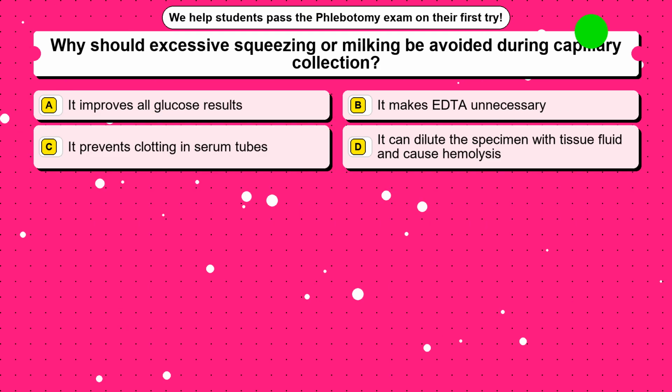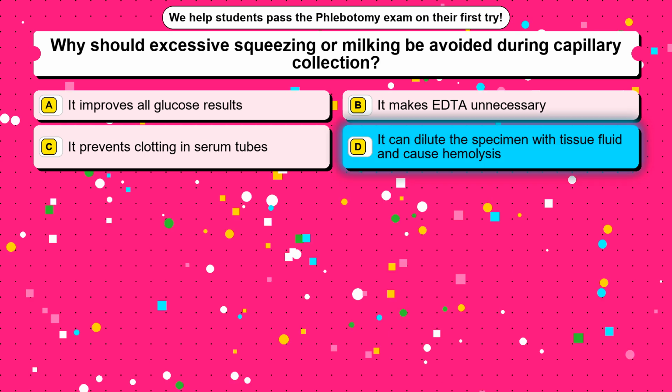Question 92. Why should excessive squeezing or milking be avoided during capillary collection? Option A. It improves all glucose results. Option B. It makes EDTA unnecessary. Option C. It prevents clotting in serum tubes. Option D. It can dilute the specimen with tissue fluid and cause hemolysis.